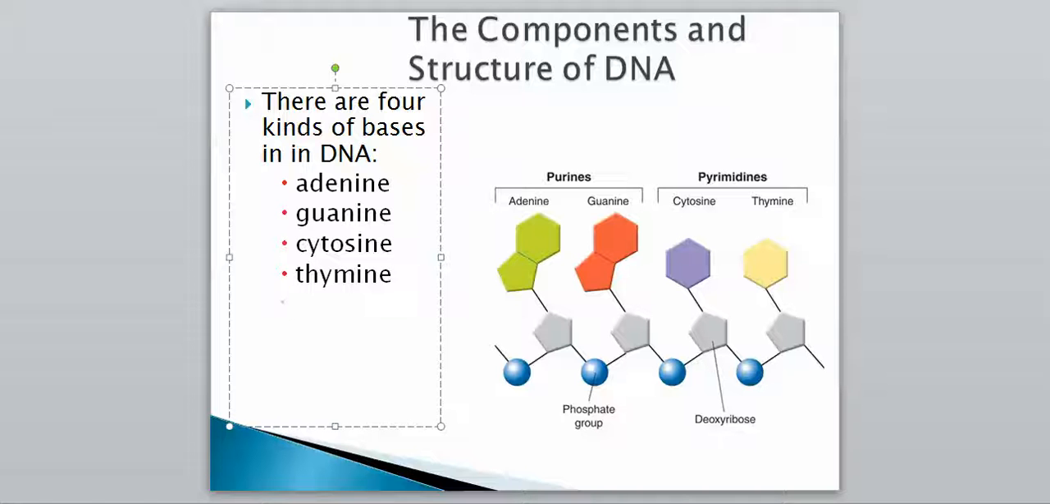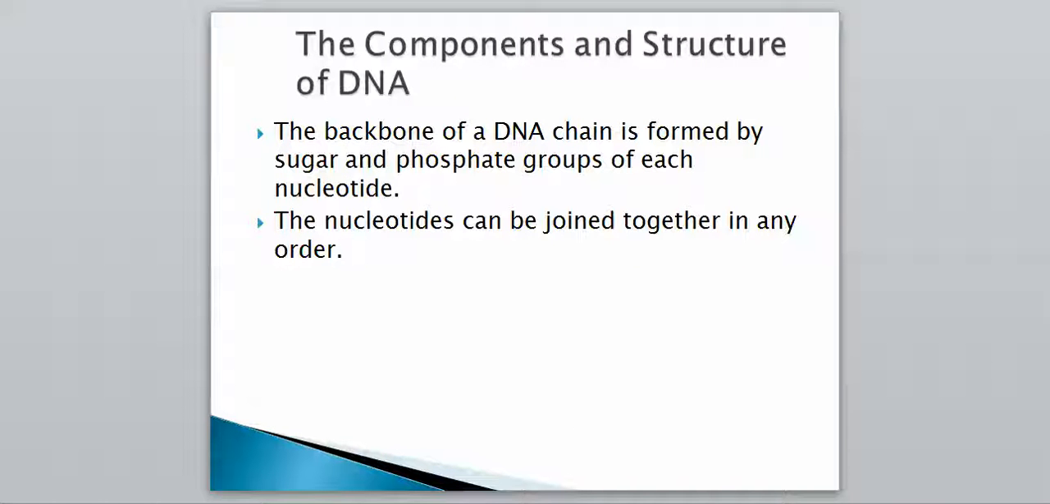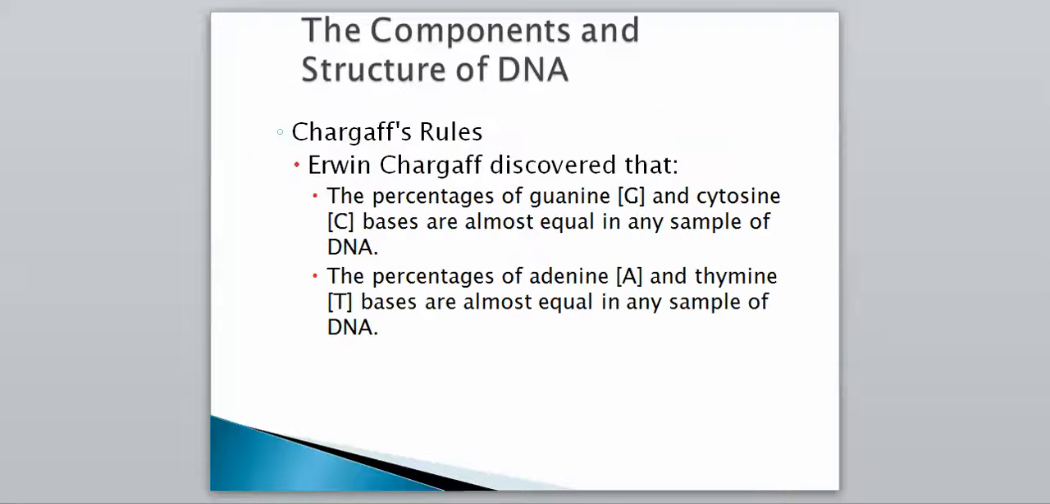So these are our first important part of the structure of DNA. And then the backbone of our DNA chain is formed by the sugar and phosphate groups of each nucleotide. And these nucleotides can be joined together in any order. So there's really no rhyme or reason why things are connected the way they are. They can be random and joined together in any order.